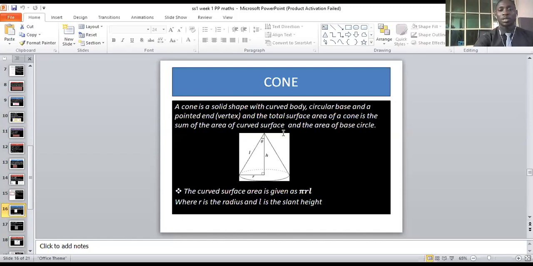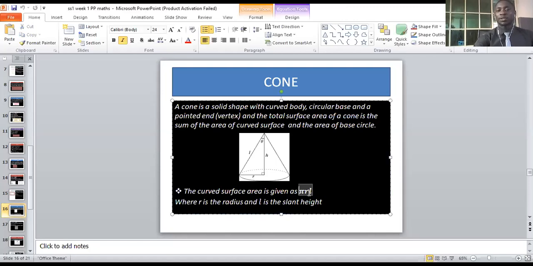The total surface area is given as the sum of the curved surface area and the area of the base circle. We all know the area of a circular base is given as pi r squared, while the curved surface area is given as pi RL. This is the curved surface area of a cone, given as pi RL, where L stands for the slant height.